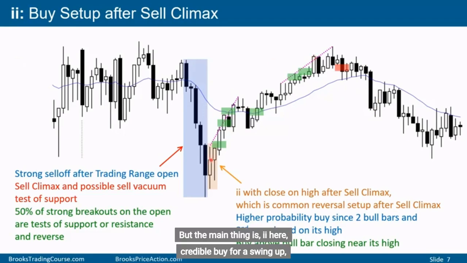But the main thing is II here, credible buy for a swing up, and then a parabolic wedge top at the top of a trading range. And we have an IOI at a minimum, get out of longs and possibly short.